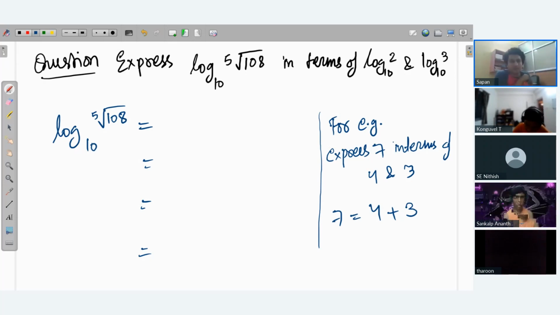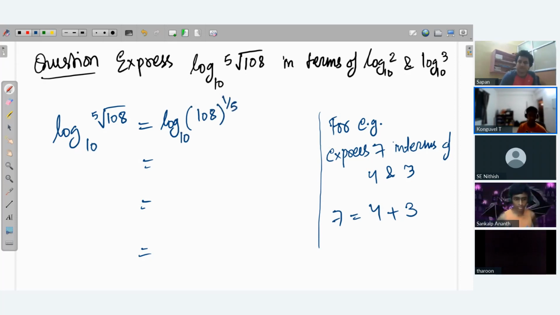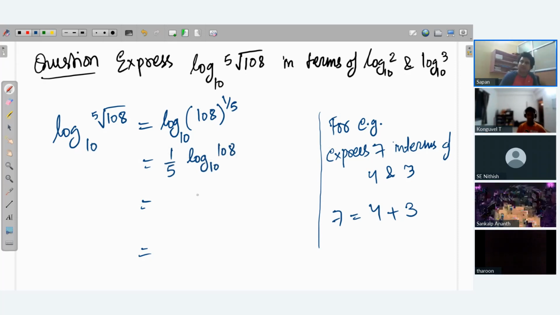Here you will require the use of the three laws. So for example, it will go like this. Log of 108 to the power one fifth on base 10. Then I can bring 1 by 5 down: it is 1 by 5 times log 108 on base 10.